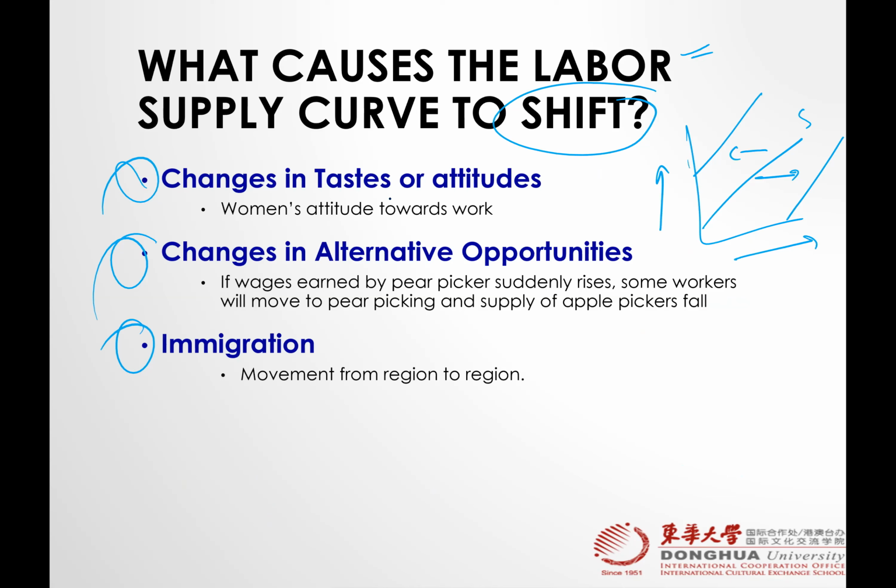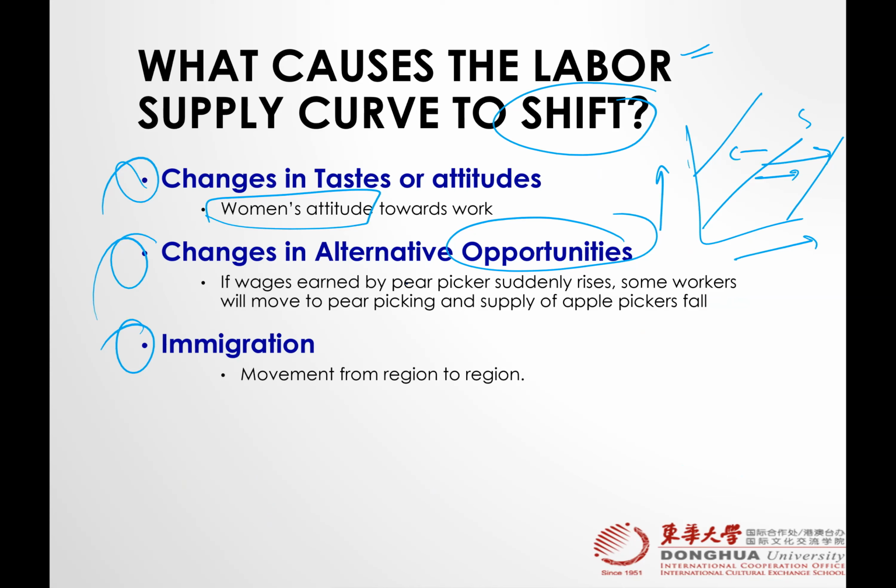So, changes in taste or attitude. For example, attitudes are changing now. Women are more into this work. When there are more workers willing to work, it means a shift to the right. Changes in alternative opportunities. What does it mean? It means if you find an alternative opportunity where the work is the same as what you are doing here, you can switch to the next job if they pay you a higher salary.